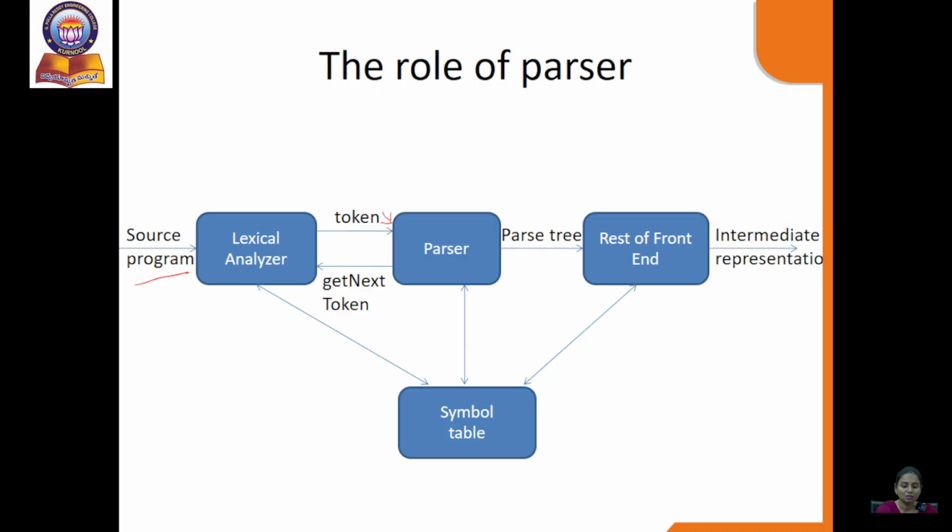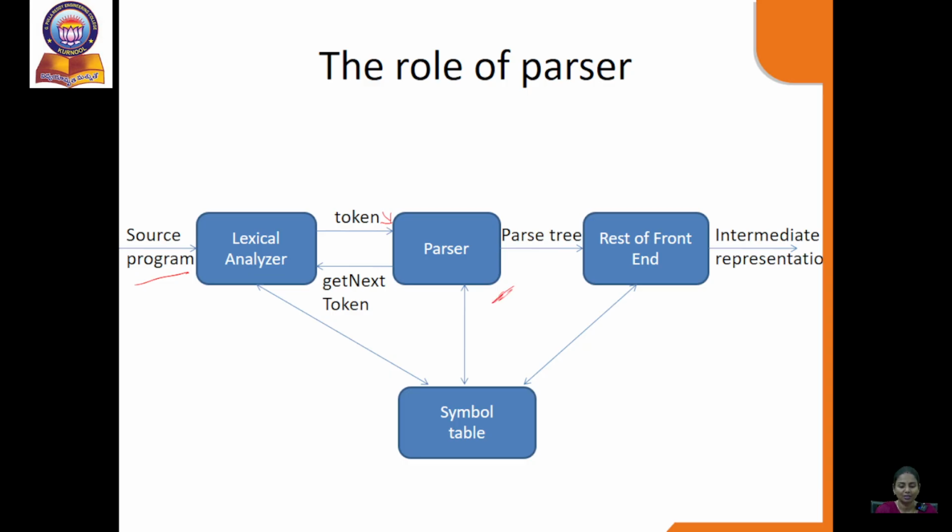Every time it receives a token, the parser asks for the next token. Like that, a sequence of tokens will be forwarded from the lexical analyzer and received by the parser. After receiving all the tokens, the parser is going to construct a parse tree, and the remaining phases will be executed whenever this parse tree is generated properly and given as the input to the next phase. Now we are going to discuss the role of the parser.